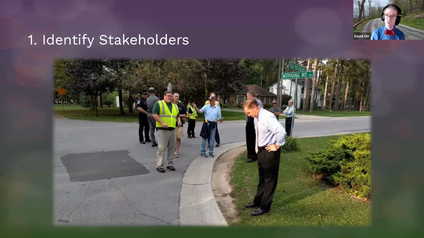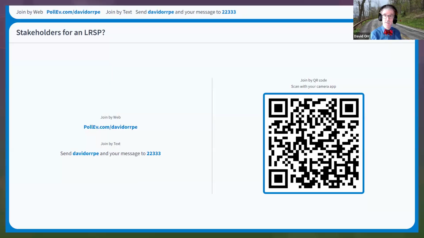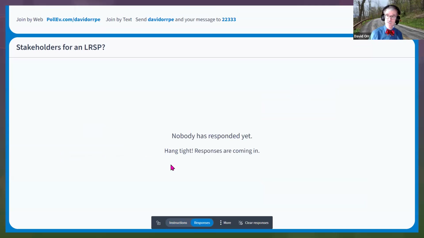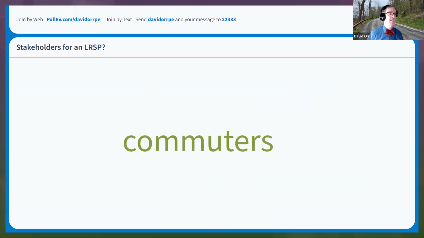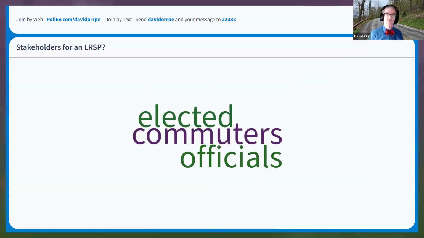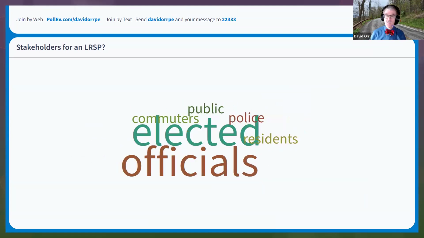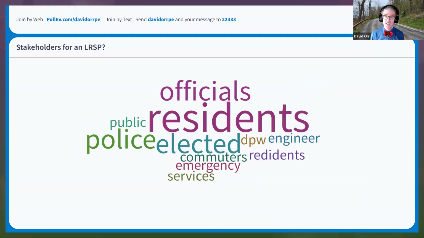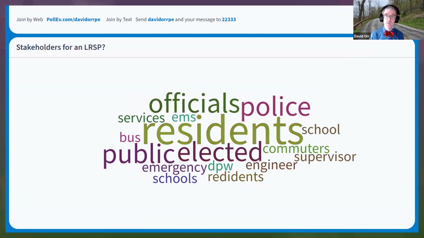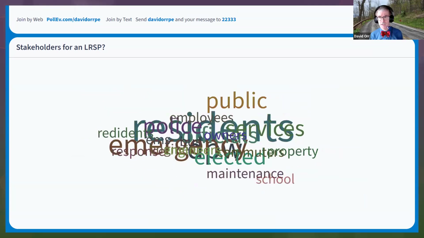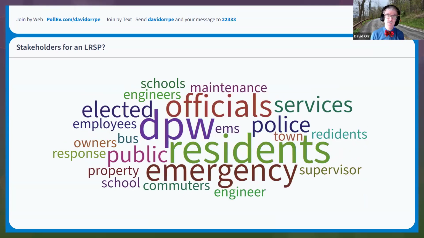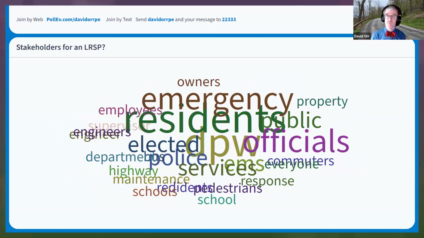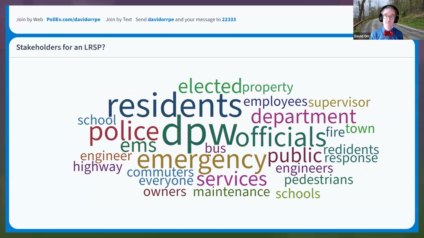Who would you want to have as stakeholders for an overall local road safety plan? And I'll go ahead and put the responses up here. We'll just build ourselves a little Wordle. Let's see who you think should be stakeholders on a local road safety plan. Commuters, yep. Residents, police, public officials, yep. Engineers, people from the highway and the DPW, very good. The school buses especially need to be involved, the people who are moving things around. Okay, yeah, emergency management. Yeah, if you're going to have a safe systems approach, you need to include folks who are providing emergency management. That might change your choices.